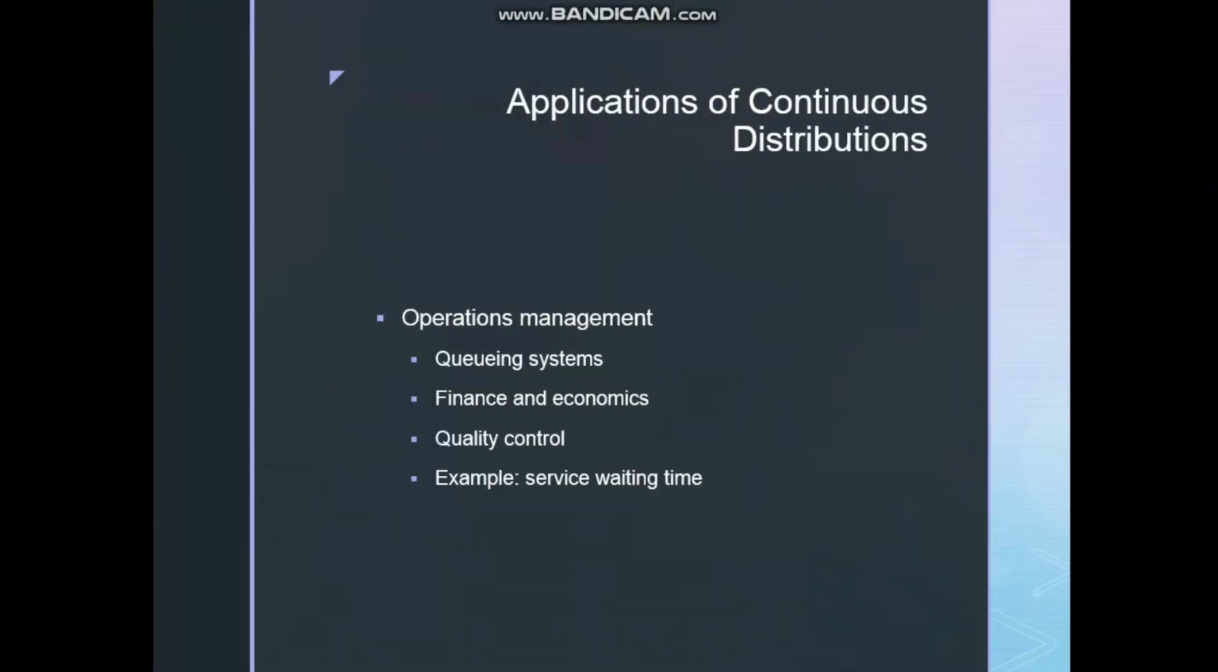Continuous probability distributions are widely used in real life. They are important in operations management and queueing systems. Normal distributions are used in finance, economics, and quality control. Exponential distributions are used to analyze service and waiting times. For example, businesses use these distributions to improve service efficiency.